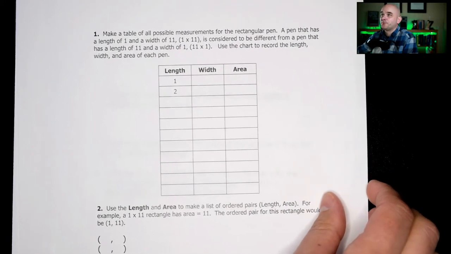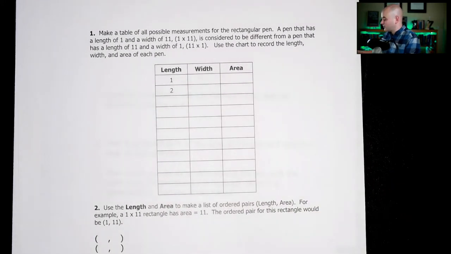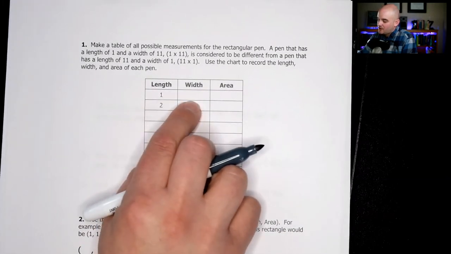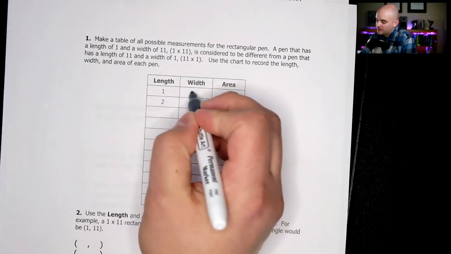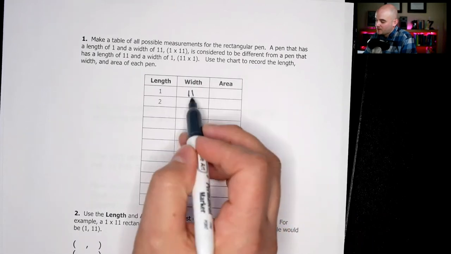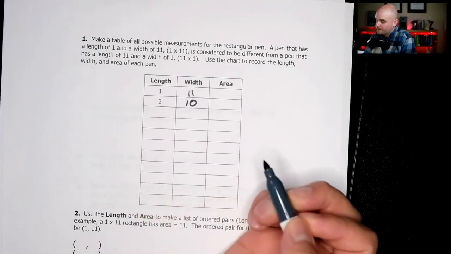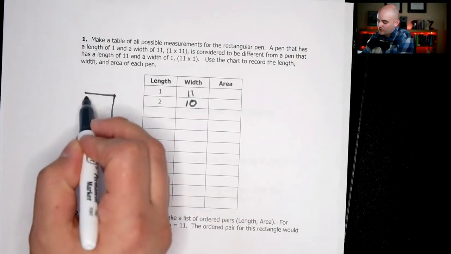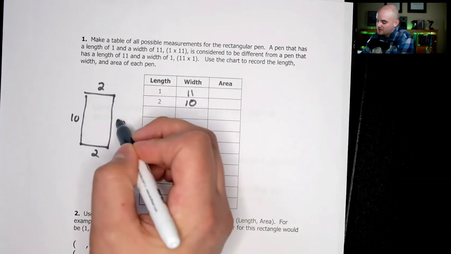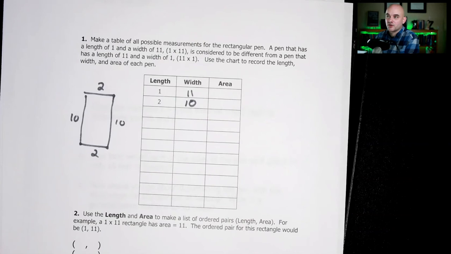So it says number 1, make a table of the possible measurements for the rectangular pen, and then record the length, the width, and the area of each pen. So fairly simple there. If the length of one side is 1, then the width must be what? Well, it must be 11. We just did that one, right? If the length is 2, then the width must be 10, right? If it helps you, you can look at length and width right here. Remember, if this is 2, then the length must be 10, because these two sides must add up to be half of 24, or 12.